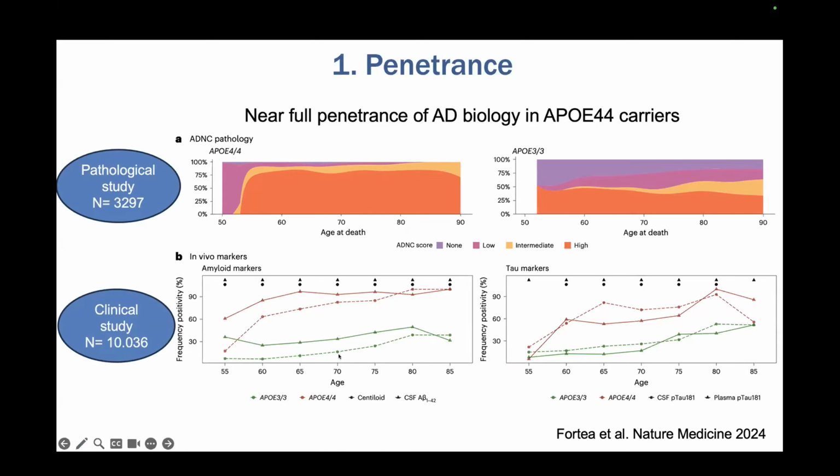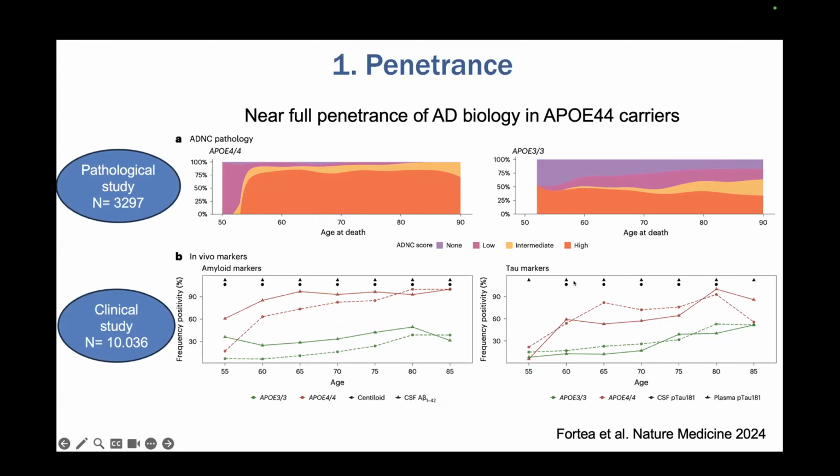So in the left lower panel are the amyloid markers, in the right lower panel, the tau markers. And you can see again the apoE4 homozygotes in red, and in green, the apoE3 homozygotes. So you can see that as homozygotes age, almost all of them accumulate amyloid and accumulate tau, such that by age 80, basically all of them have amyloid and tau.